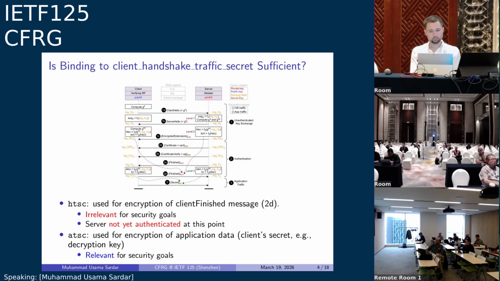That's what Eckert proposed at the chartering time of the SEAT working group. I didn't believe it at that point in time, and I was kind of curious about why this would not be sufficient.